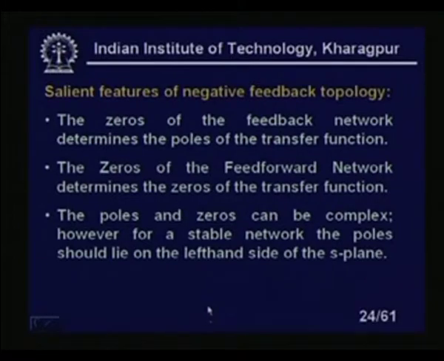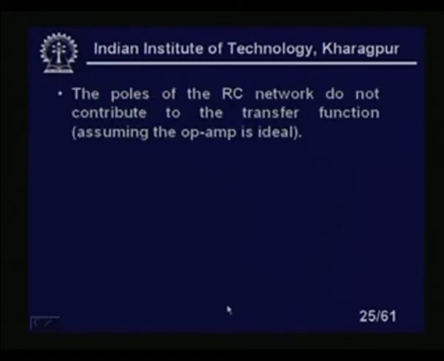The poles and zeros can be complex, however, for a stable network the poles should remain on the left hand side of the S plane. That is from basic control theory, you know this to be satisfied. The poles of the RC network do not contribute to the transfer function, okay, because D is getting cancelled out. So, the poles of the RC network, whether in the feedback or feed forward transfer function, are not coming into the picture, if you assume the op amp is ideal.